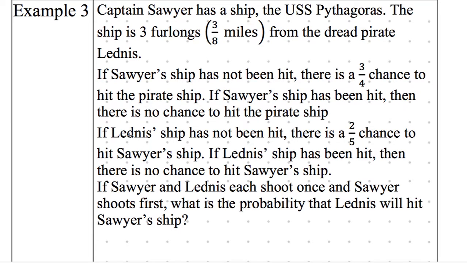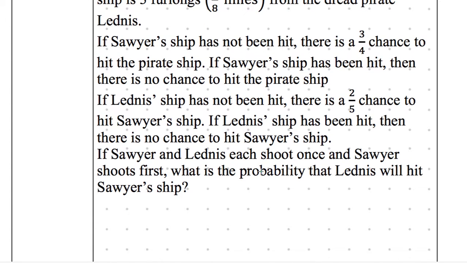Now let's talk about the pirate. If the pirate Leadness's ship has not been hit, then there is a 2/5 chance of hitting Sawyer's ship. But if the pirate ship has been hit, just like Sawyer's ship, then there's no chance to hit Sawyer's ship. So, if Sawyer and Leadness both shoot each other once, and Sawyer shoots first, what is the probability that Leadness will hit Sawyer's ship?